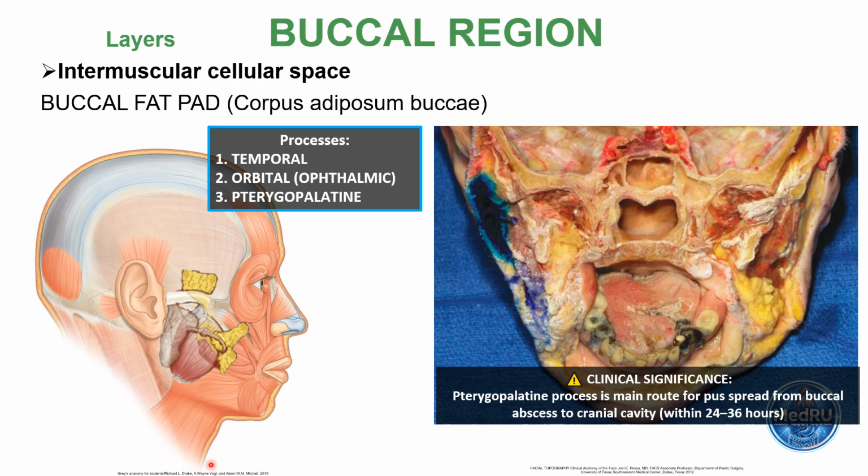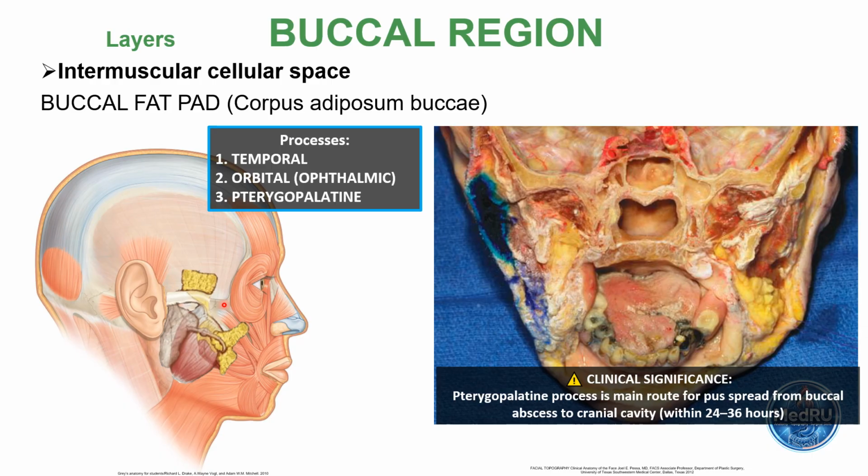Buccal fat pad has three anatomical processes. The temporal process passes under the zygomatic arch to the infratemporal fossa, into the temporal region, into its anterior, deepest part, under the zygomatic bone, along the outer wall of the orbit.